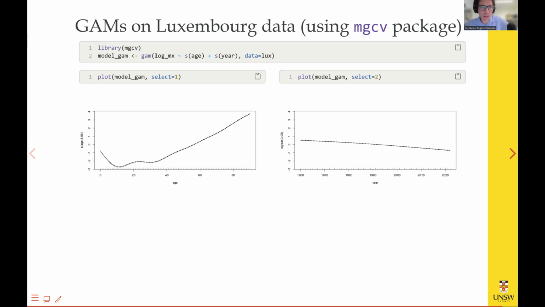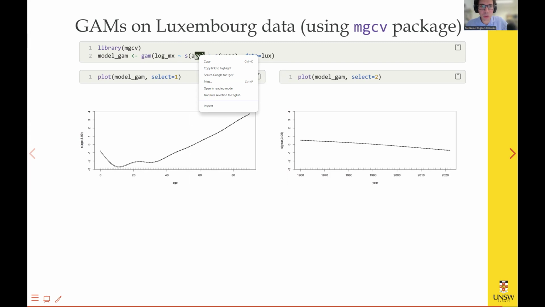Now what we do then is, at least the syntax is simple. This is our Luxembourg mortality data, so the log of the mortality. We want to explain it by S, which is for smoothing splines. So we're going to use a smoothing spline on age and a smoothing spline on year. Now, we don't specify any parameters. If you wanted, you could specify here the degrees of freedom. So you could have age, comma, 4 for 4 degrees of freedom, or 5, or whatever.